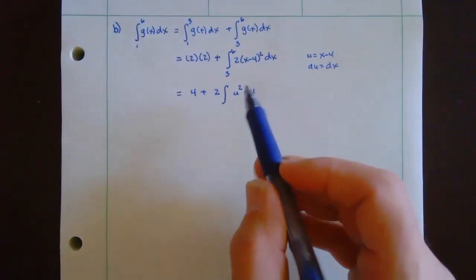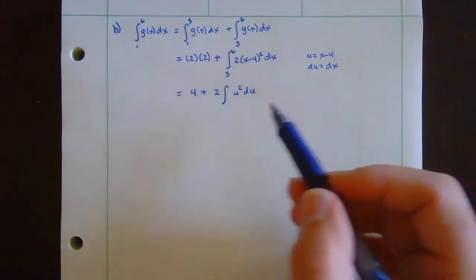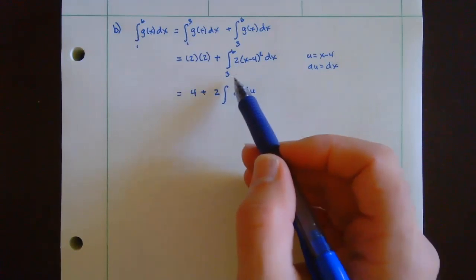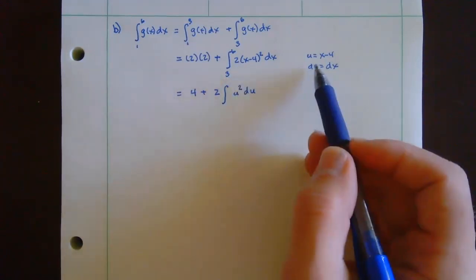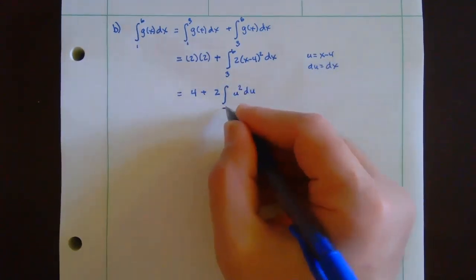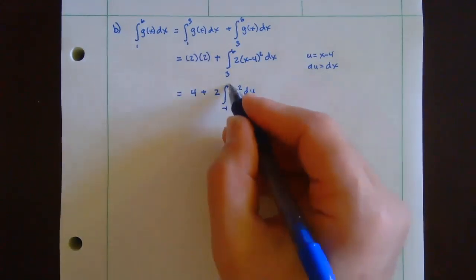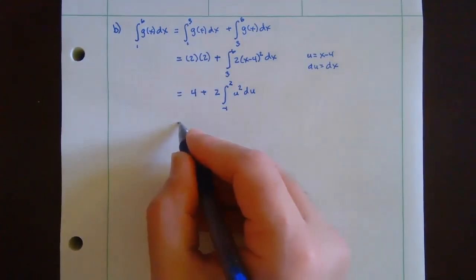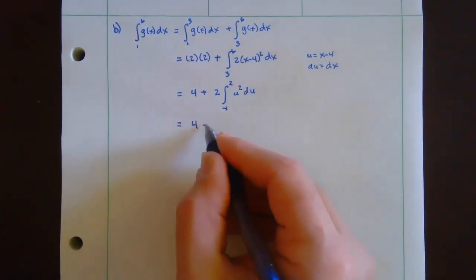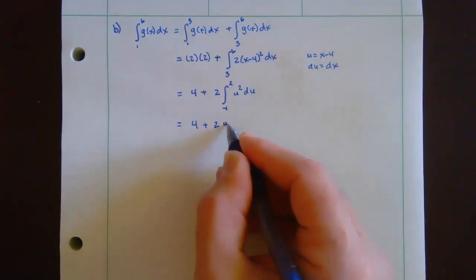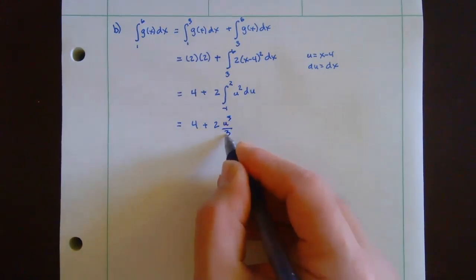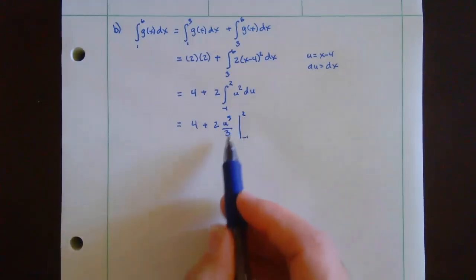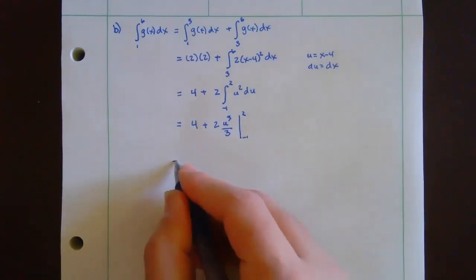Okay, and we want to evaluate this from 3 to 6 for x's, but we just changed it to u's, so we need to switch these to u's. So if x is 3, then u would have to be -1, and when x is 6, u would have to be 2. So this is equal to 4 plus 2u cubed over 3 evaluated from -1 to 2, and it's only this piece that we're evaluating.